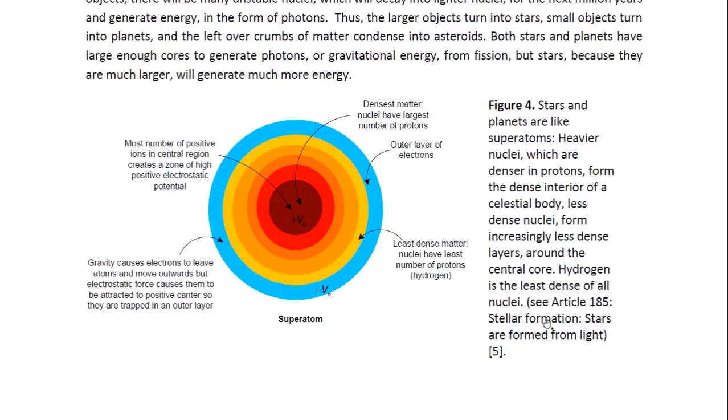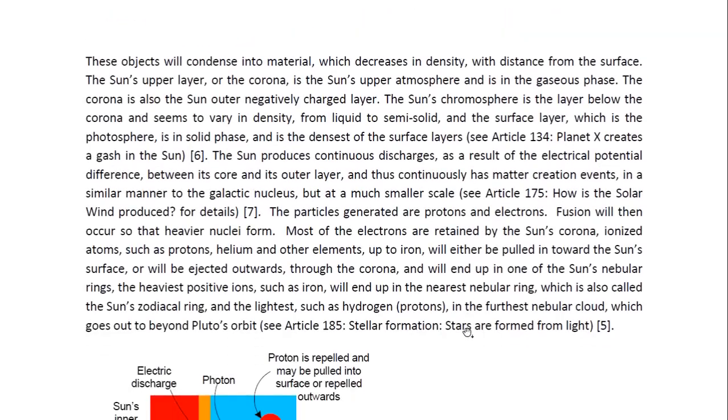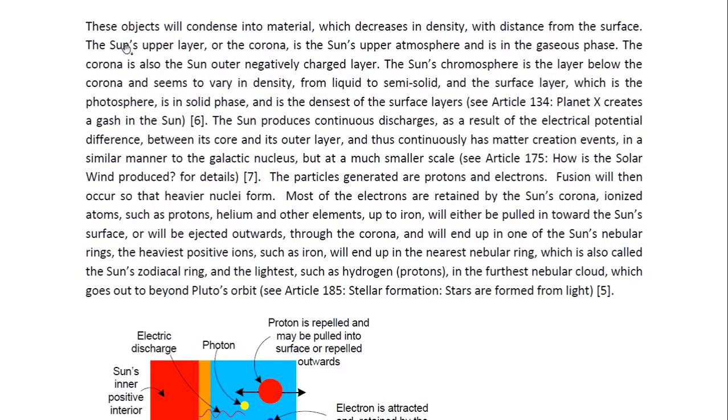So the least dense matter will be at the outer layer, and the least dense nucleus is, of course, a proton. Now, I have explained this in Article 185, Stellar Formation. Stars are formed from light, if you'd like to know more details about that. So these objects will condense into material which decreases in density with distance from the surface.